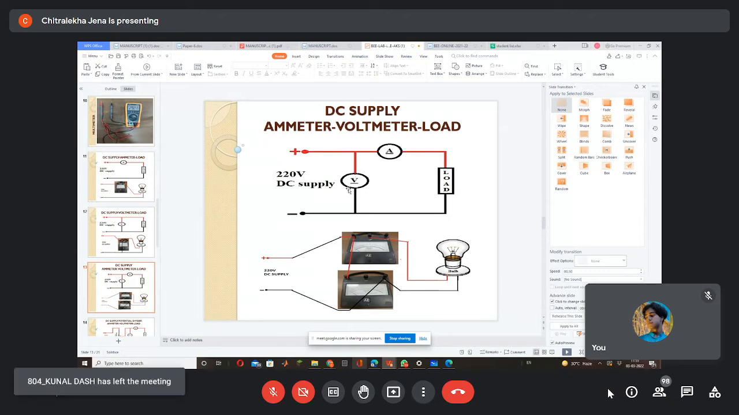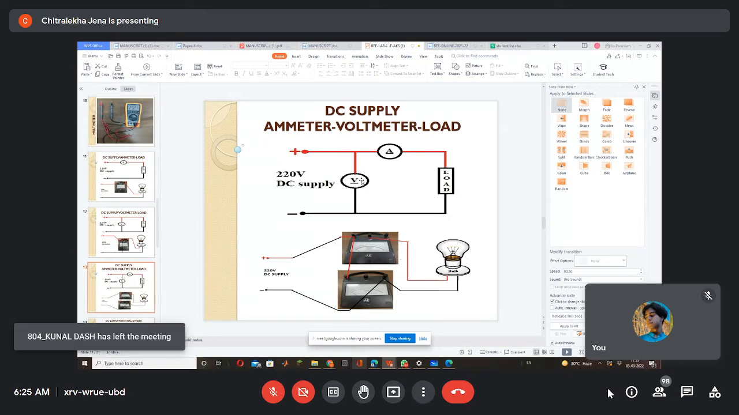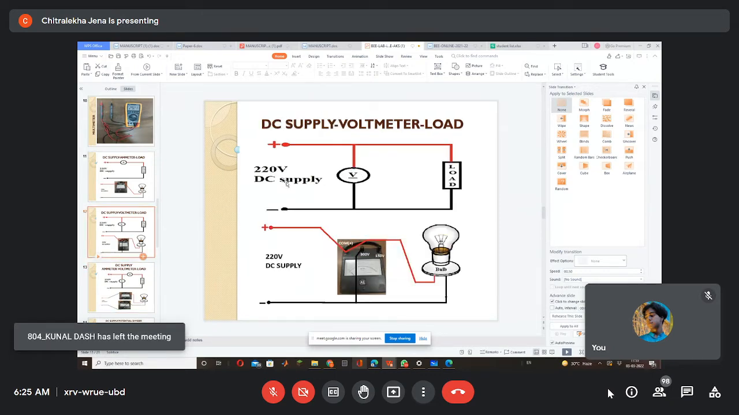Here, both ammeter and voltmeter are connected. Remember that the voltmeter is always connected in parallel. Look here. This one is the voltmeter. It is connected in parallel because the voltmeter is there to measure the potential difference. Look here, positive, this is the common, and this one is connected. That means the load is connected parallel to the voltmeter. Am I clear to all of you? Yes, ma'am.